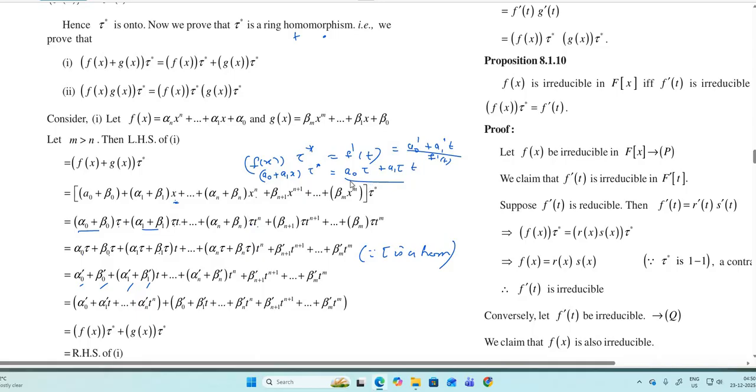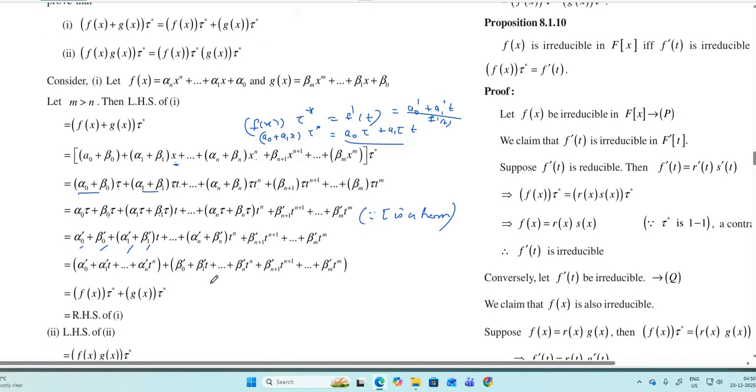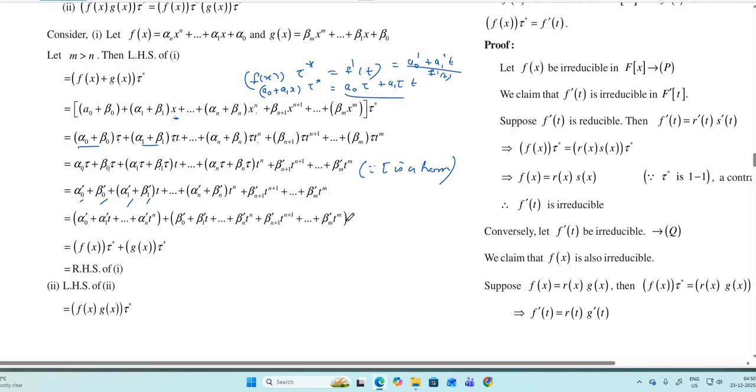But the actual procedure, what has taken place here, is only this. That is what is explained here. So you can split and write like this. This in turn gives the image of f of x under tau star plus the image of g of x under tau star. So that is your RHS.